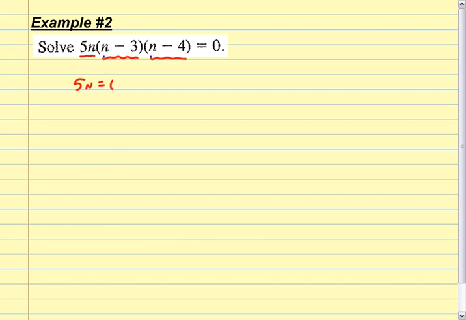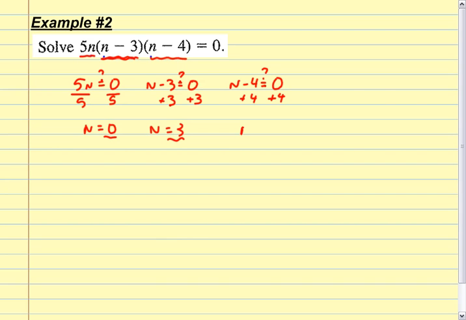Well, when does 5n equal 0? Divide both sides by 5, and n equals 0. So that's one solution. When does n minus 3 equal 0? Add 3 to both sides, and when n is equal to 3, that's another solution. Because if n equaled 3, this one would equal 0, and if any one of these 3 things equals 0, the whole thing equals 0. And now let's look at our last one. n minus 4 equals 0. When does that happen? Add 4 to both sides, when n is equal to 4. So I've got 3 solutions here. If n is equal to 0, 3, or 4, then this whole thing up here is true. So there were 3 solutions to this one.